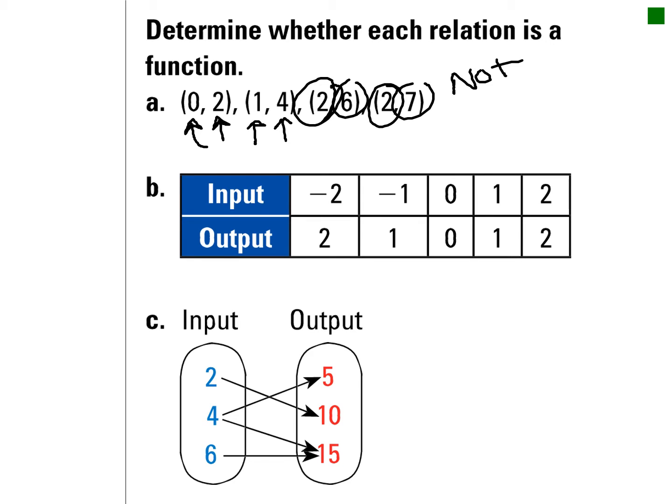All right, let's go ahead and look at this one. Our inputs are -2, -1, 0, 1, 2. Each one has exactly one output, so this is a yes. Let's go ahead and look at this with a map. 2 only has one output. 4 has two outputs, making it a no.